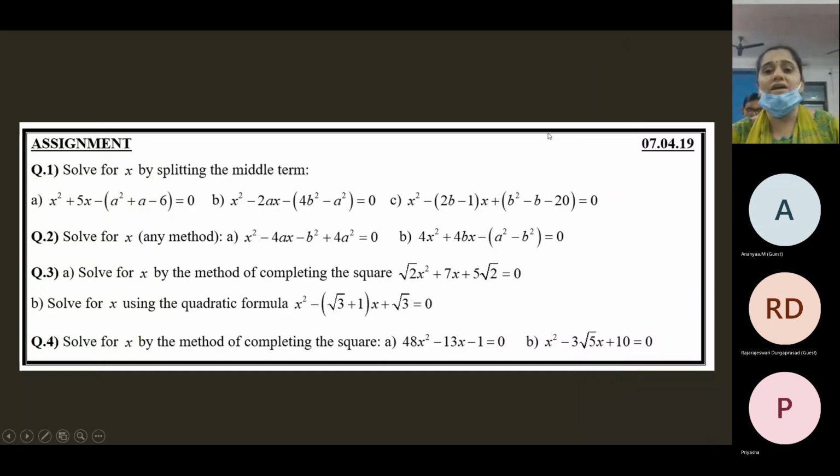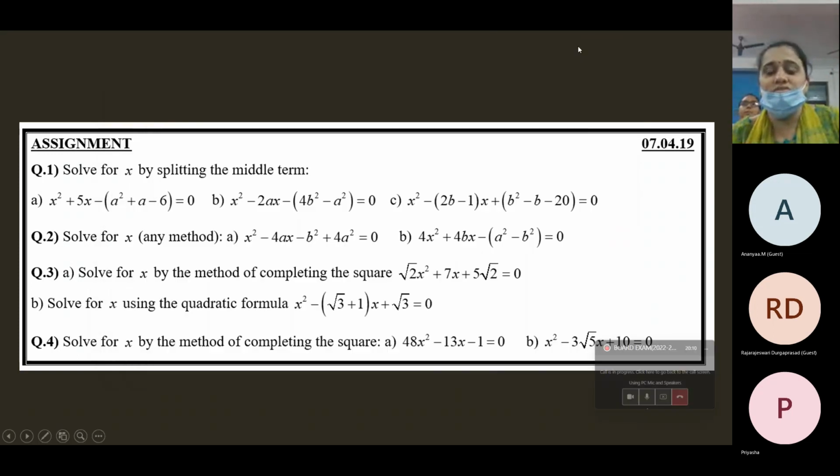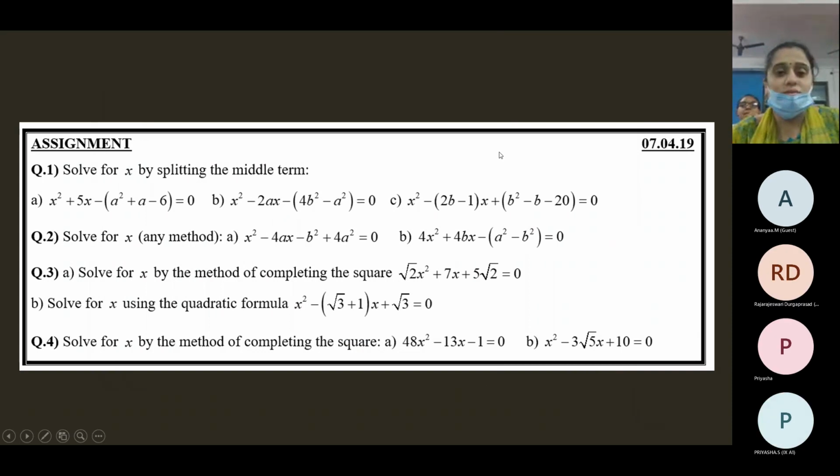All right, so we started with quadratic equations, and this is the third session. I think we'll wind up with quadratic equations today. Tomorrow you will have an online exam on MCQs and case study questions. I'll let you know about that tomorrow. Just information now. So we'll continue.